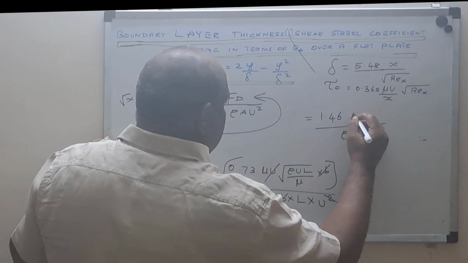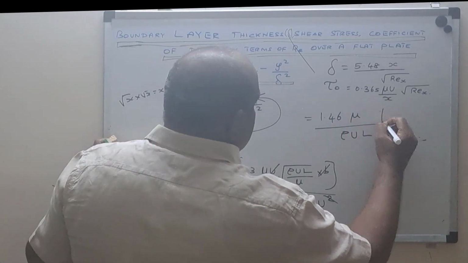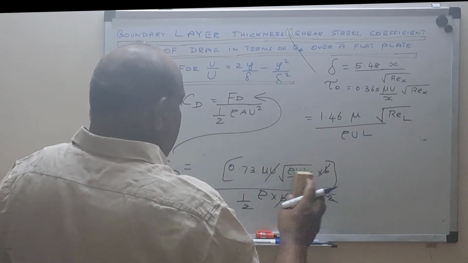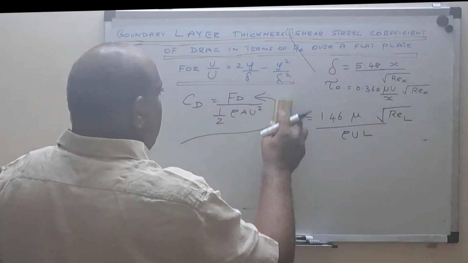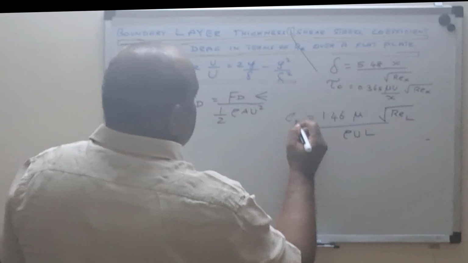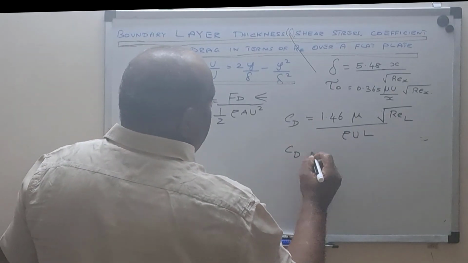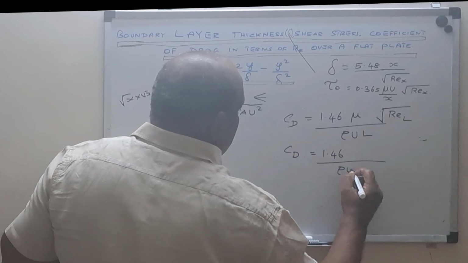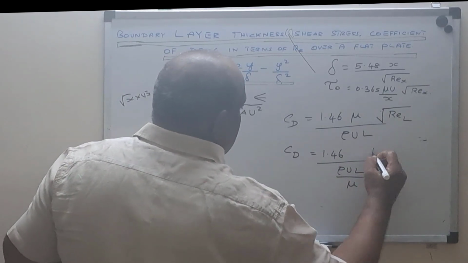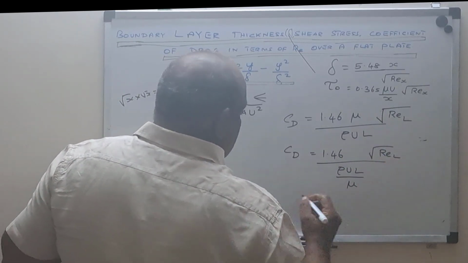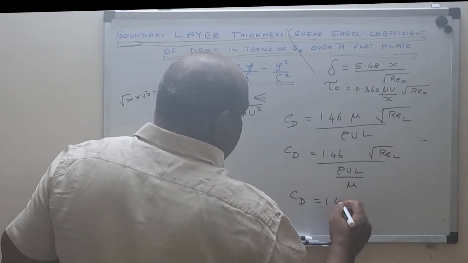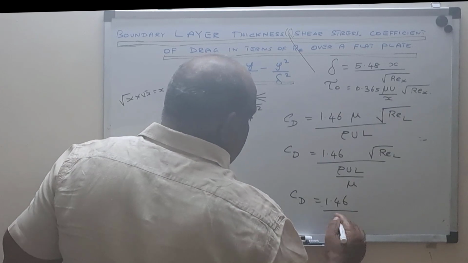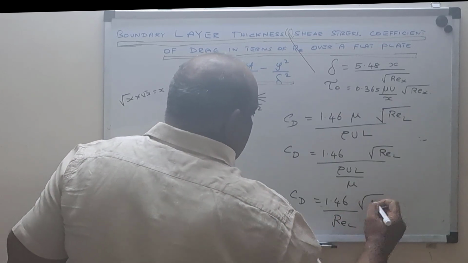I will write one more step. This is nothing but Reynolds number based on L. So one more step I will write. Now what you are writing is nothing but CD only. It's not FD, CD. So CD will be equal to 1.46 by square root of rho UL by mu, which is the square root of Re_L. So CD equals 1.46 by square root of Re_L.